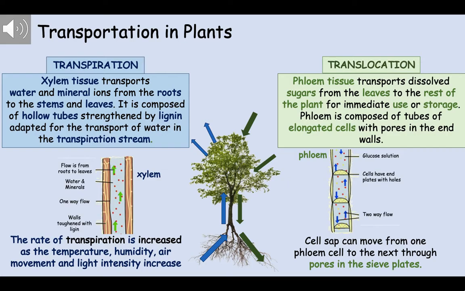So now if we go to the right-hand side of the page, we look at the phloem tissue, which we know transports dissolved sugars, and those sugars are made as a result of photosynthesis in the leaves, and they will be transported typically from the leaves down into storage in the roots, but this can be in any direction. Now this process is called translocation. So translocation is the movement of sugars through a plant. Transpiration is the movement of water. We're going to dive into those two things in a bit more detail now.